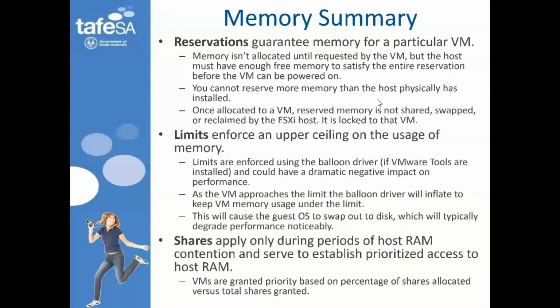Okay? As the VM approaches the limit, the balloon driver will inflate to keep the virtual VM memory usage under the limit. This will cause the OS to swap out to disk, which is typically very slow and degrades the performance. Shares apply only during periods of host RAM contention. Like I said, shares make no difference if there's more than enough. It's only when you don't have enough that the shares or priority comes into hand. So VMs are granted priority based on the percentage of the shares allocated versus the total shares granted. Okay.